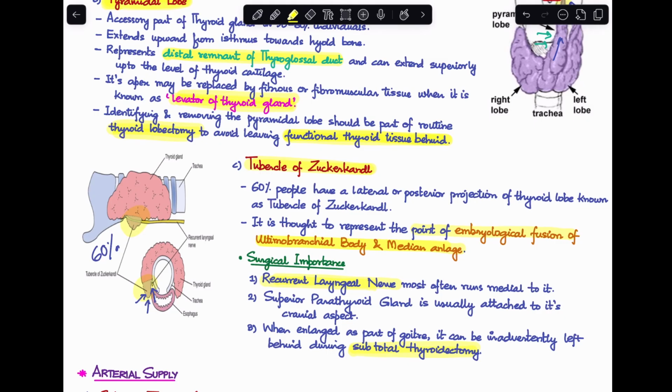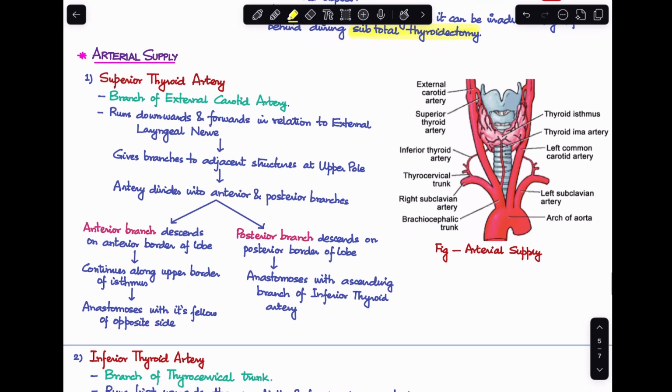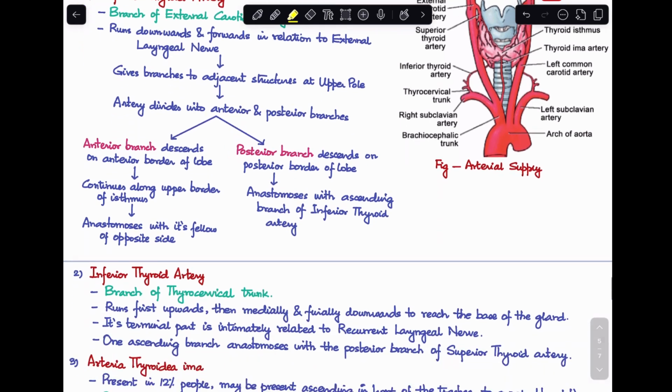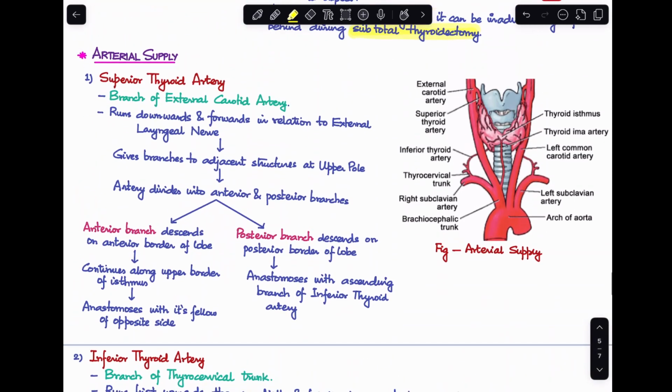Next, let's talk about the blood supply and lymphatic drainage of the thyroid gland. So first, let's talk about the arterial supply. The main arterial supply includes the superior thyroid artery, inferior thyroid artery, arteria thyroidea ima, and numerous accessory thyroid arteries. First main one is the superior thyroid artery. Now, superior thyroid artery is a branch of the external carotid artery.